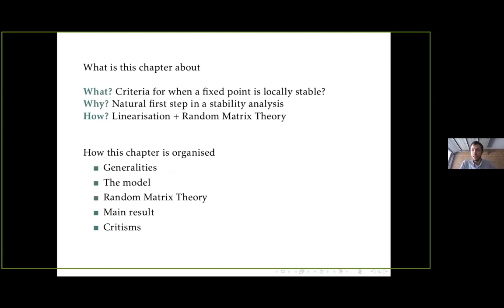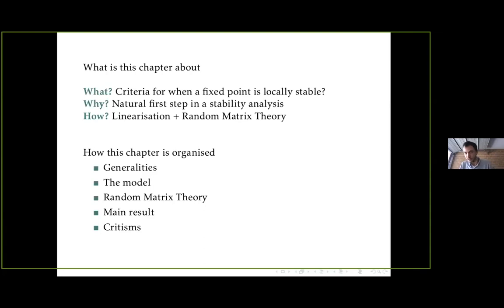We want to look at criteria for when this fixed point in our dynamical system is locally stable or locally unstable. Why do we want to do that? Well, that's a natural first step in a stability analysis of this system. And how we're going to do this is based on the linearization that I already alluded to, and then some results from random matrix theory.